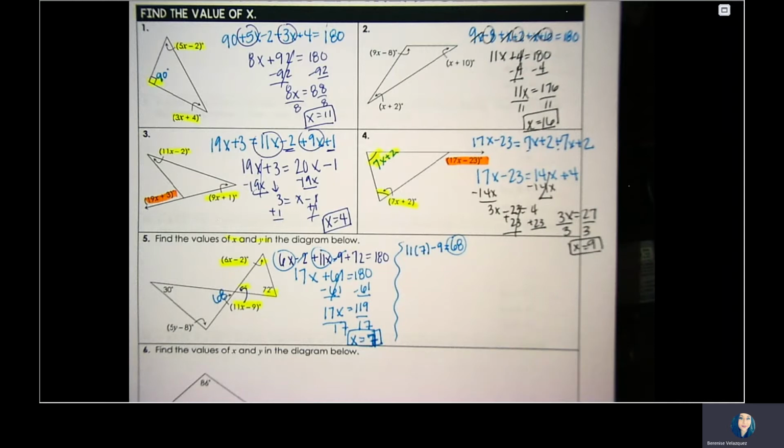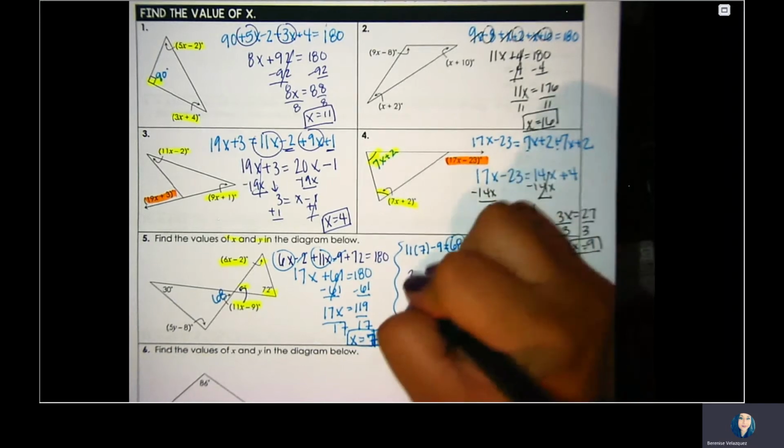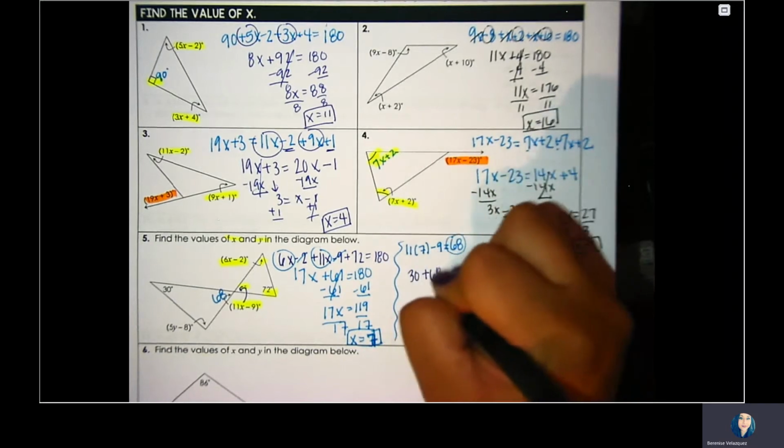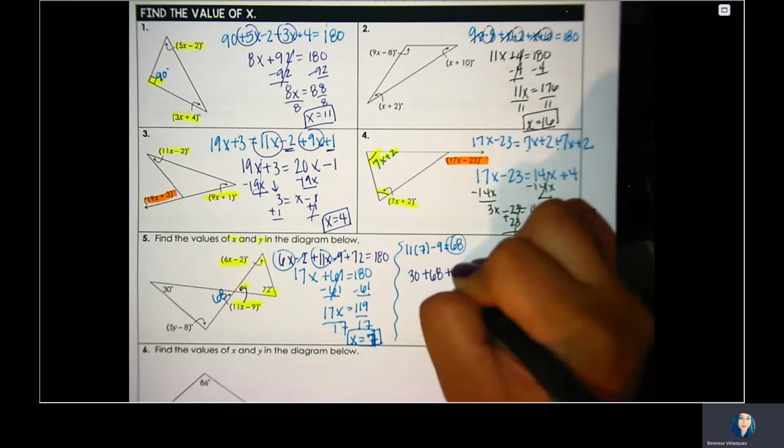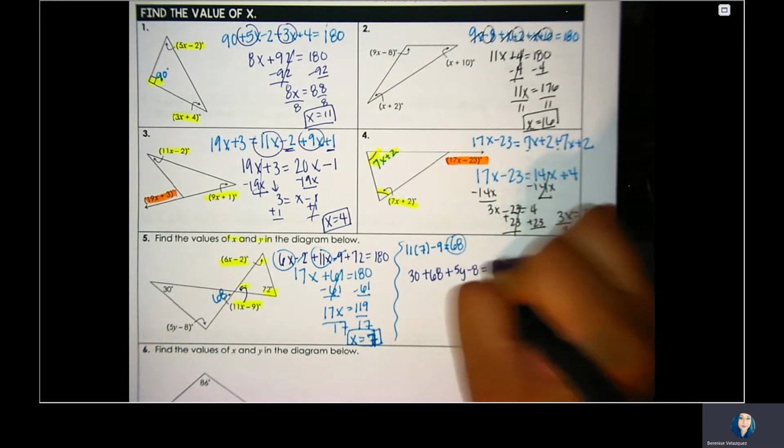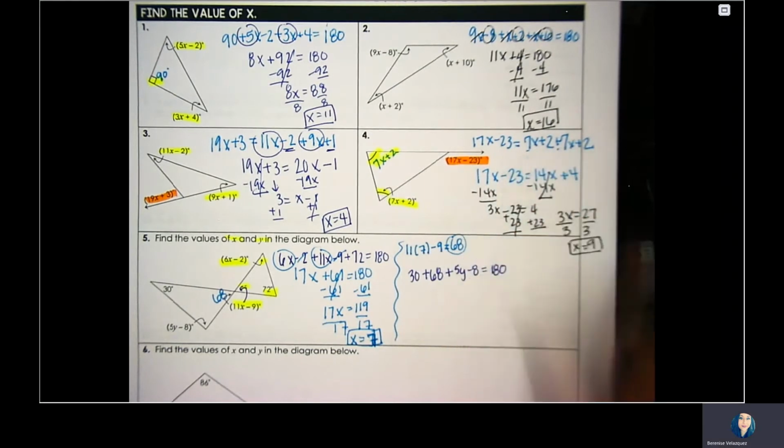Okay, so I'm going to go ahead and do that. To set up my problem, I'm going to do 30 plus 68 plus 5y minus 8. Set it equal to 180 and then solve.